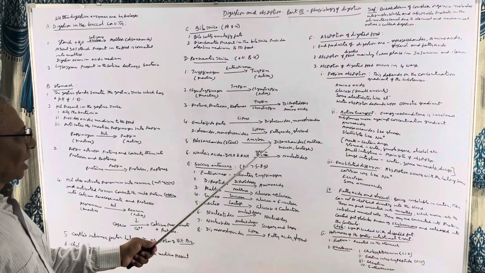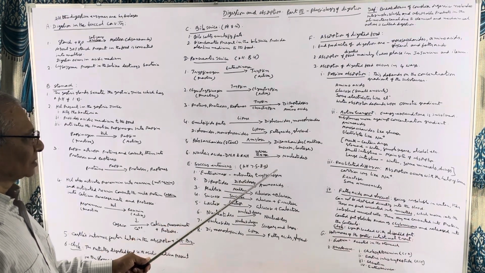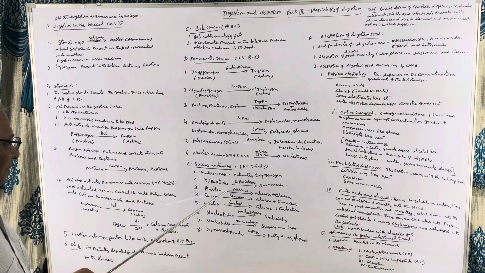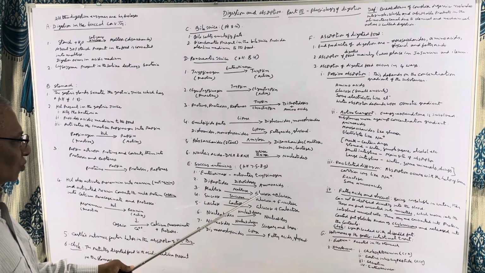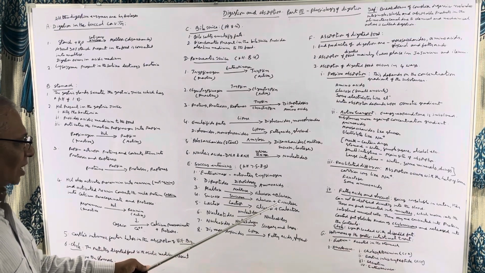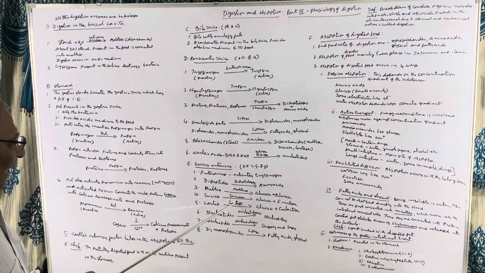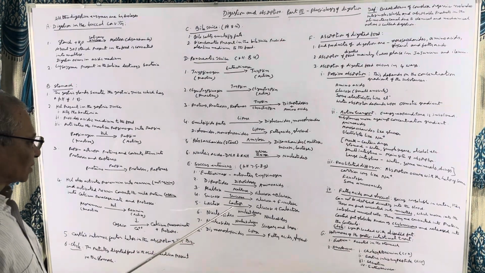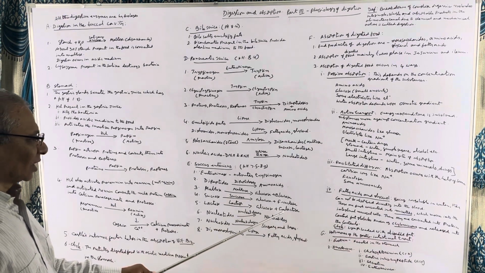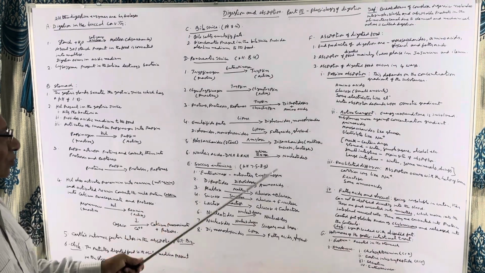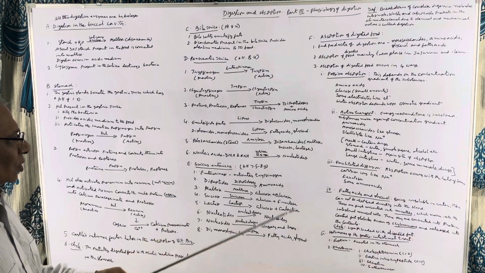Then, I have told you three disaccharides are formed: maltose, sucrose and lactose. Maltase acts upon maltose and converts it into two molecules of glucose. Sucrase acts upon sucrose and converts sucrose into one molecule of glucose and one molecule of fructose. Lactase acts upon lactose. Lactose is the milk sugar. And it converts lactose into one molecule of glucose and one molecule of galactose. In this way, the disaccharides are converted into monosaccharides.